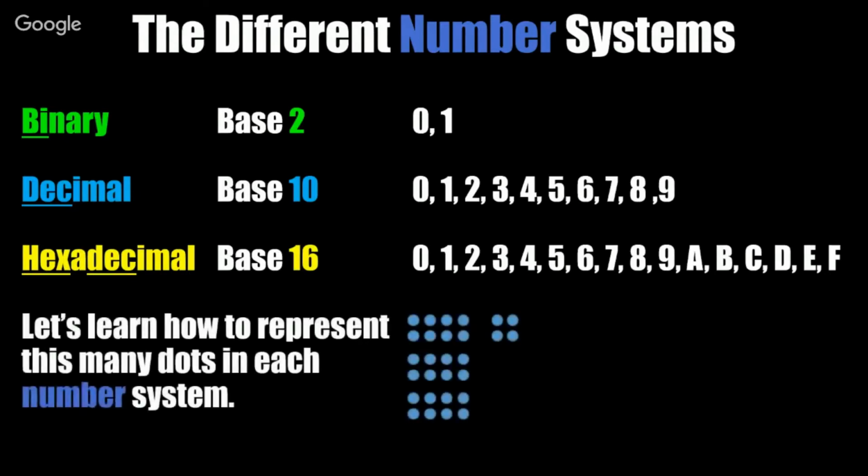To understand how the different systems work, let's see how this number of dots is represented in each of the different number systems. You might take a look at it and say that there are 28 dots, and you'd be right, but only in the decimal system.